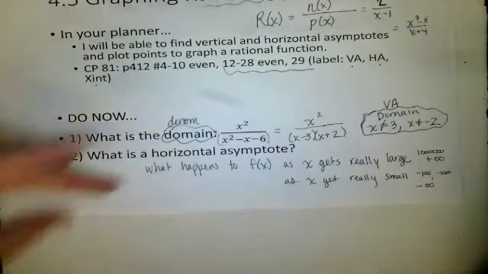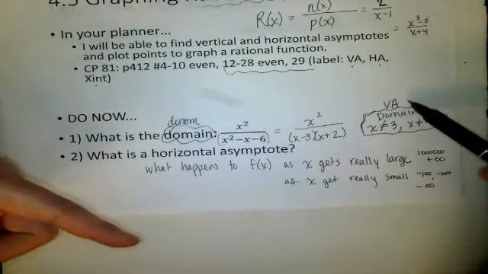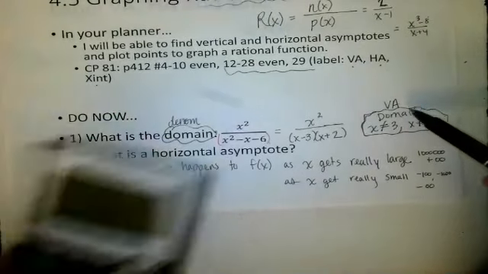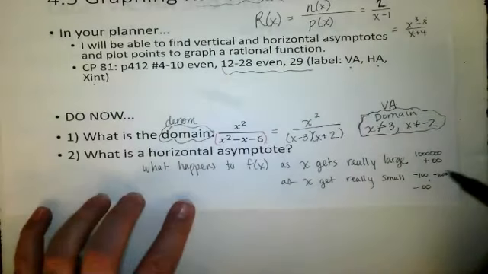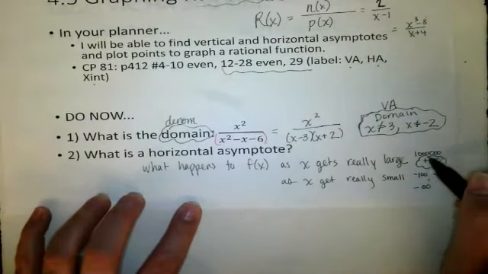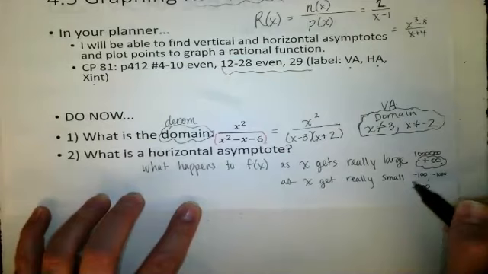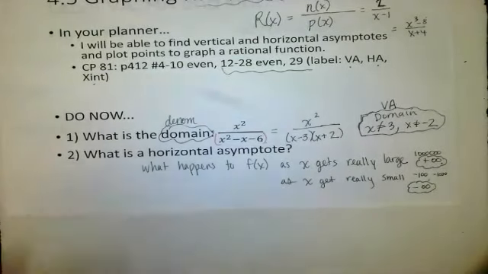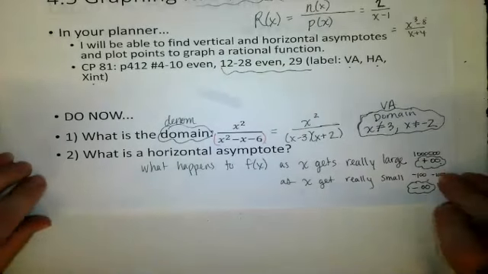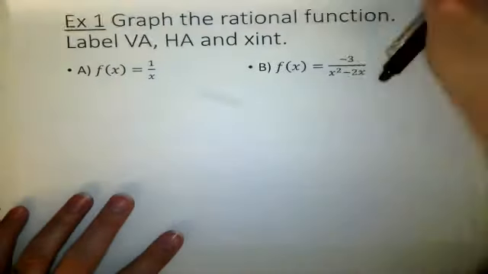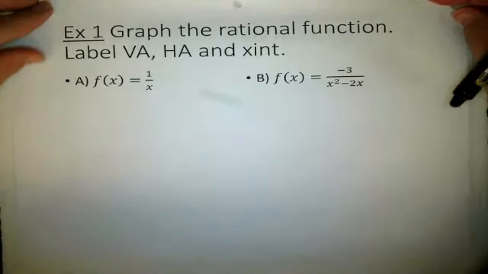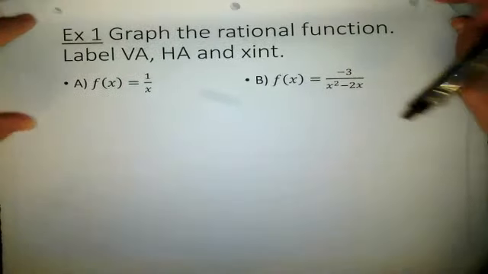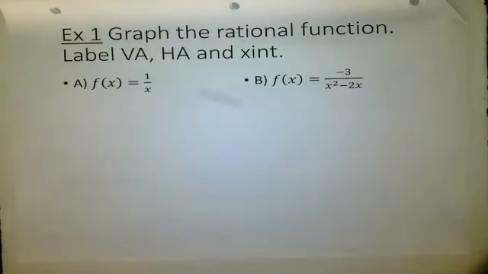So a horizontal asymptote is slightly different than a vertical asymptote. A vertical asymptote we will never, ever, ever touch. But a horizontal asymptote does very, very weird things. And it really only describes what happens for x values that are really large, like positive infinity or negative infinity. So around 0, it doesn't tell us much. Let's see how we do this. So example 1, graph the rational function. Label the vertical asymptote, horizontal asymptote, and an x-intercept. Well, we can do that pretty easily for some of these.